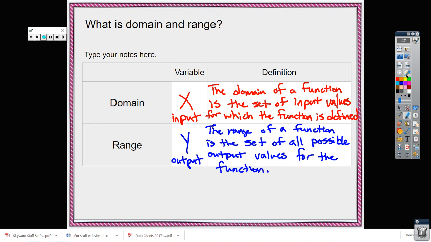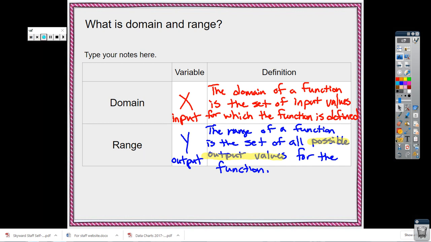So the big key part, I want you to highlight it, underline it, whatever you have available, all the possible output values. In other words, even though I can pick an x and substitute it into a function, it may not work, and so that's going to rule out that particular value for the range. So you want to make sure, especially when we're doing this activity later today, that you are paying attention to that part. Okay, so make sure you copy down, pause the video if you need to, before we move on.